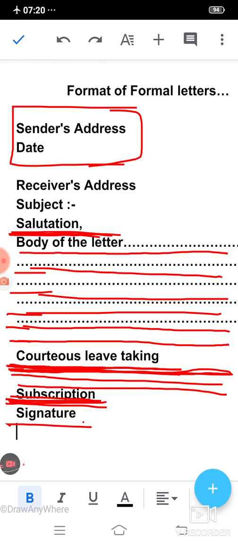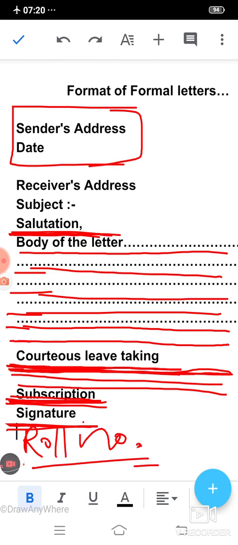And in the end of the letter, we write our signature. And if you are writing a letter to your teachers, in that condition you can mention the roll number. And in board examination, we write the roll number which is assigned to us. So this was the format of a formal letter.